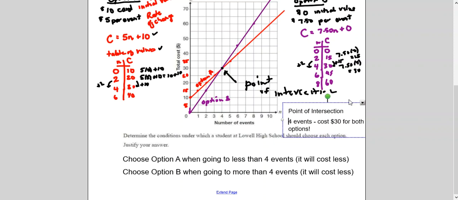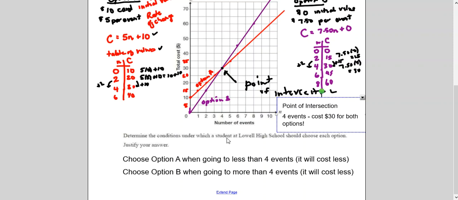So that, it doesn't matter then, right? If I only go to 4 events, it doesn't matter which option I choose. But that's where the tipping point is. It's all based on the point of intersection. So hopefully that helped. But we're still using our rules of linear relationships.